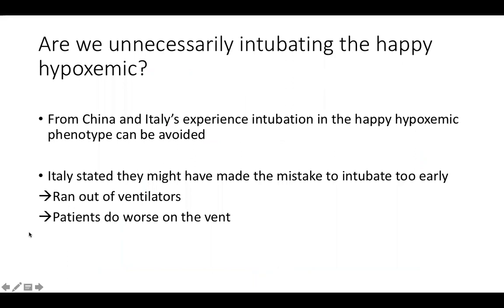So the question is for this happy hypoxemic or silently hypoxemic patient, the patient sitting at 70% saturation without any symptoms, are we intubating them too early? The data that came back from Europe and China are now starting to say that maybe we're intubating too early. We all know that Italy had a lot of cases, but also a lot of deaths, and they don't have a worse healthcare system than here. The way they explained it is that maybe at the beginning of the crisis, they intubated way too early and they ran out of ventilators. And also these people who are happy hypoxemic might do worse once they get intubated.